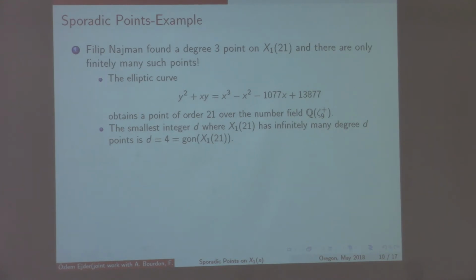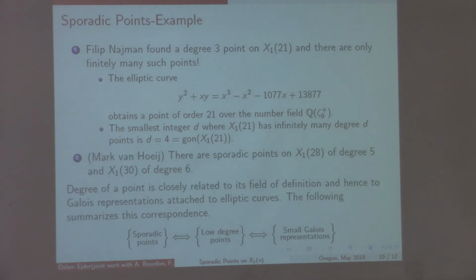And that's known to be the smallest integer where we can have infinitely many points. Another example is that there are known sporadic points on X_1(28) of degree 5 and X_1(30) of degree 6. And so what I'm going to say next is that the degree of a point is very related to the field of definition of a point, which relates you to the Galois group. And so we know that the Galois group acts on the points of order n on an elliptic curve.